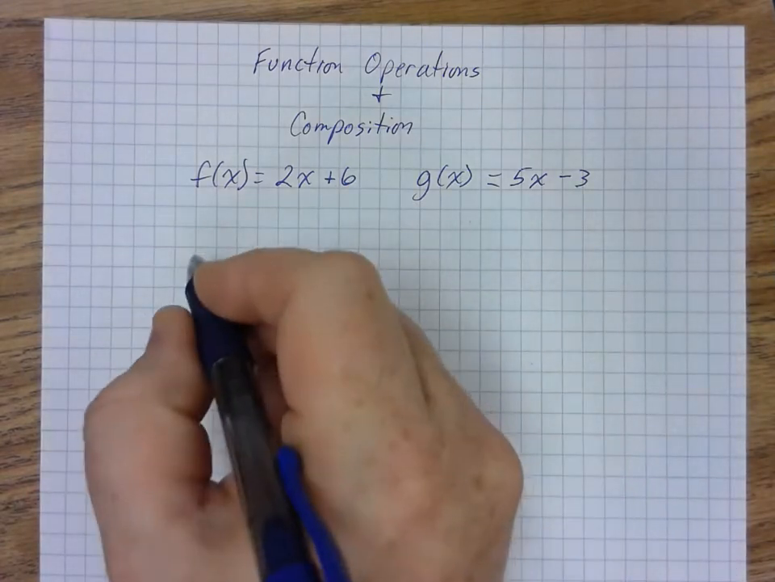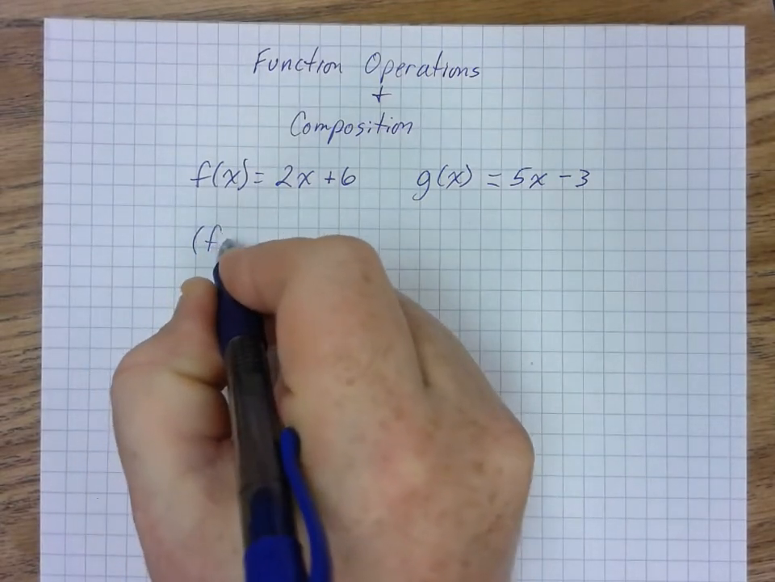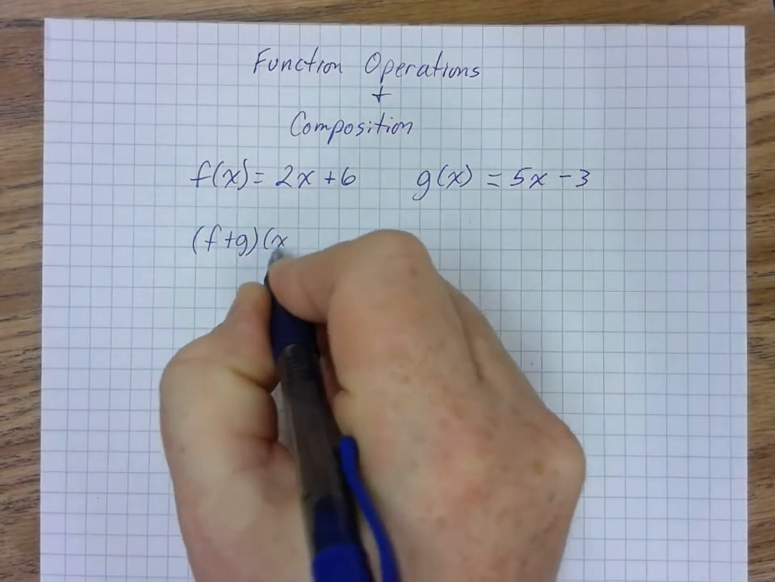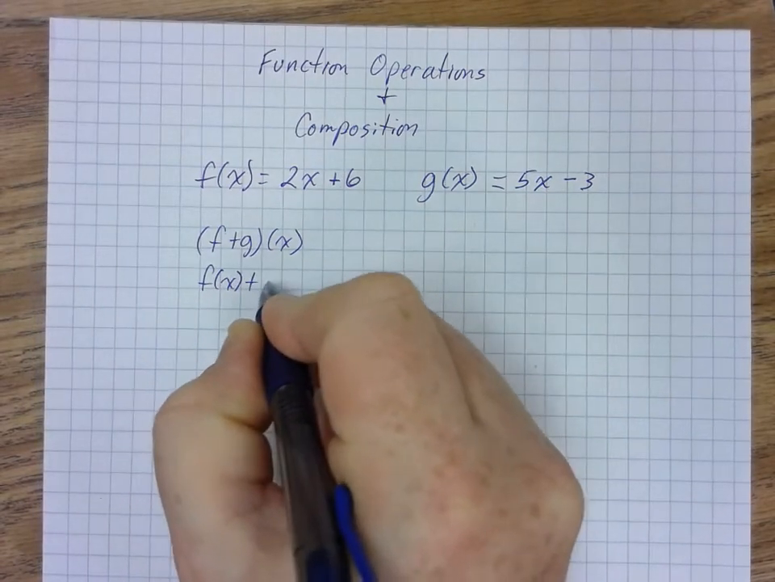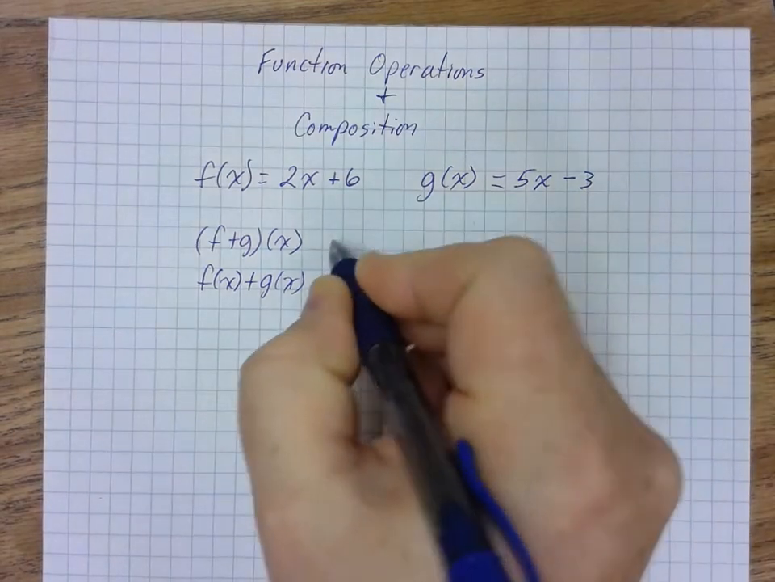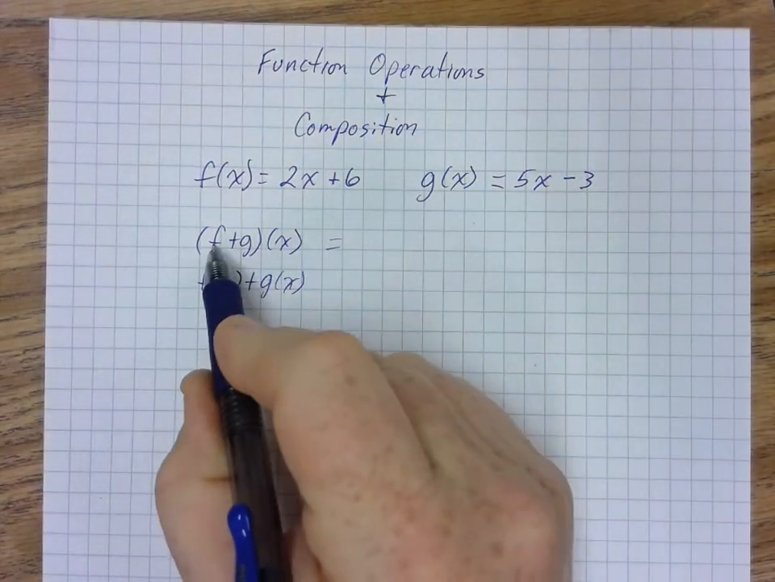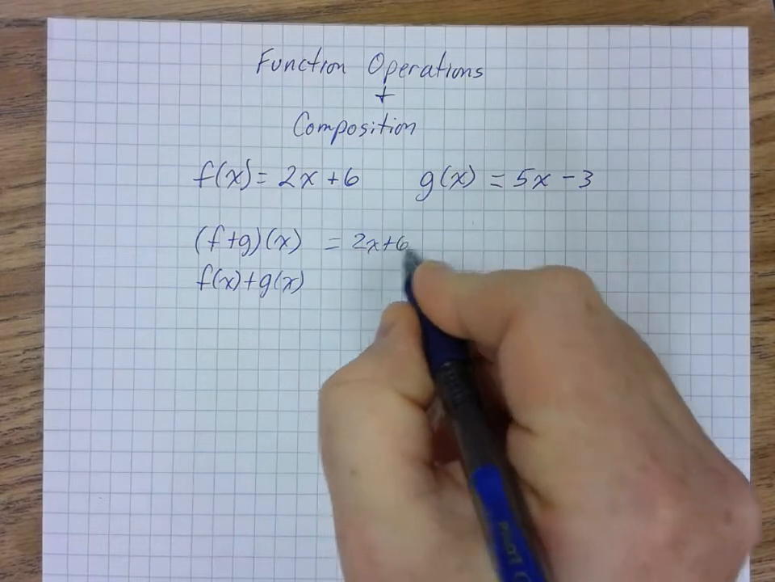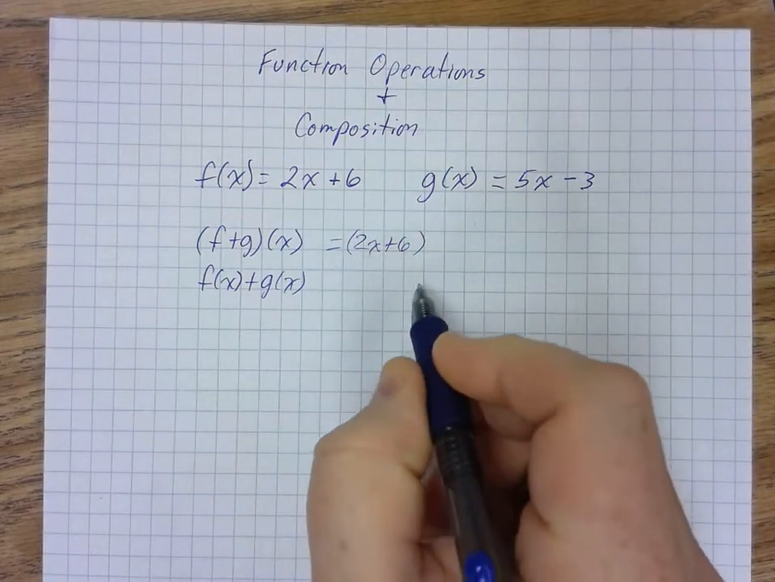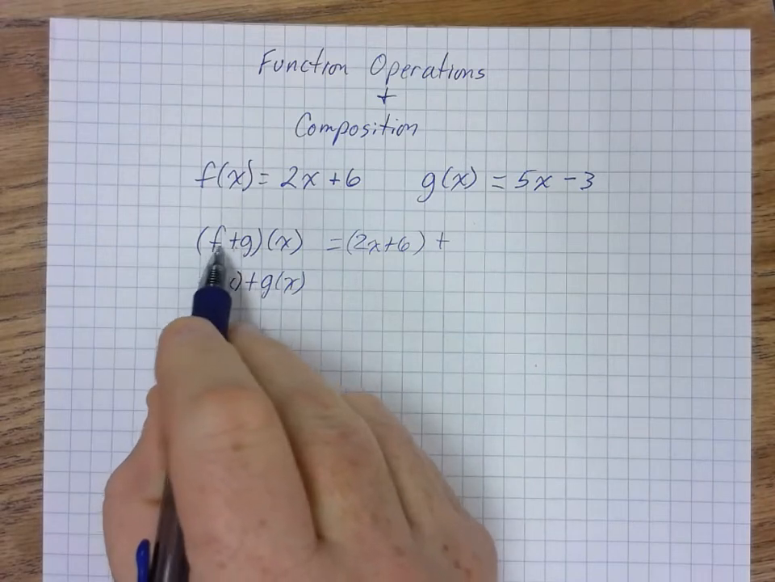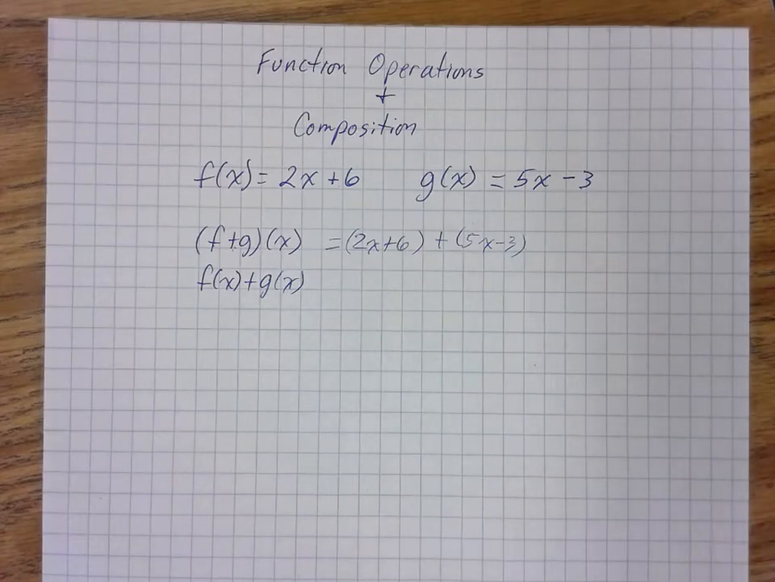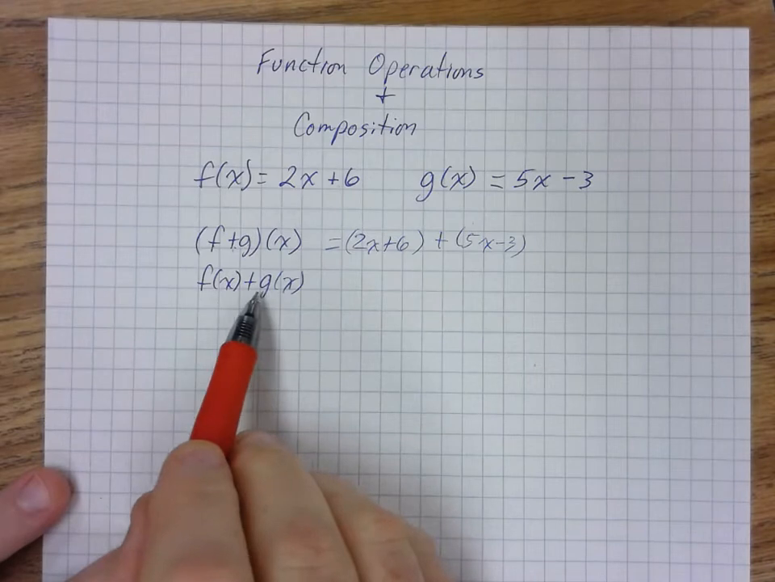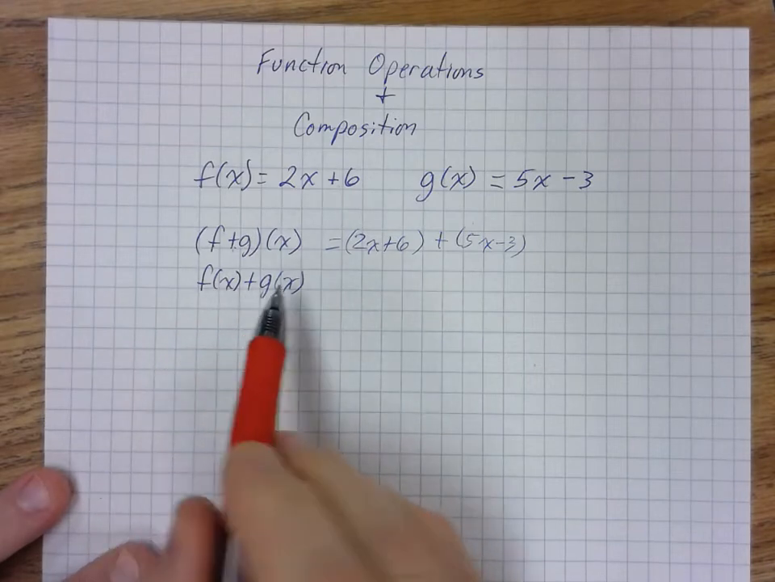I'm going to start off with addition. You can have a problem that looks like this: f plus g of x, or it could be f of x plus g of x. And what that really means is to just take f, which is 2x plus 6. My recommendation is to put this in parentheses and add to it, because that's what we're doing. We're adding function g, which is going to be 5x minus 3. So function f plus function g.